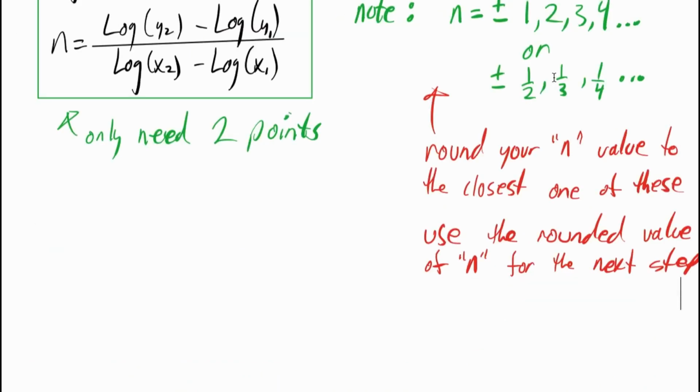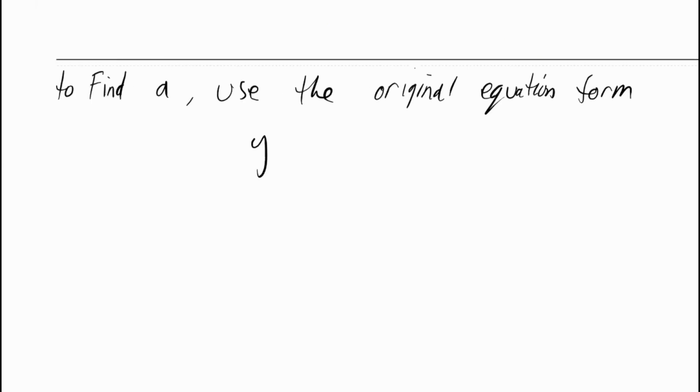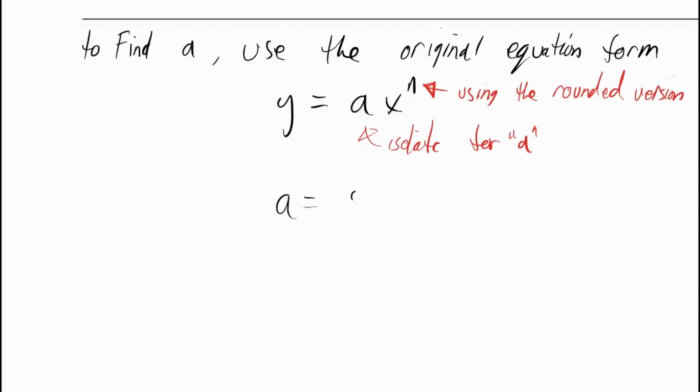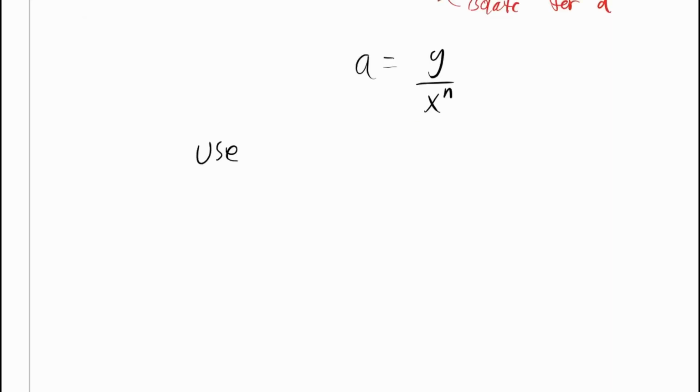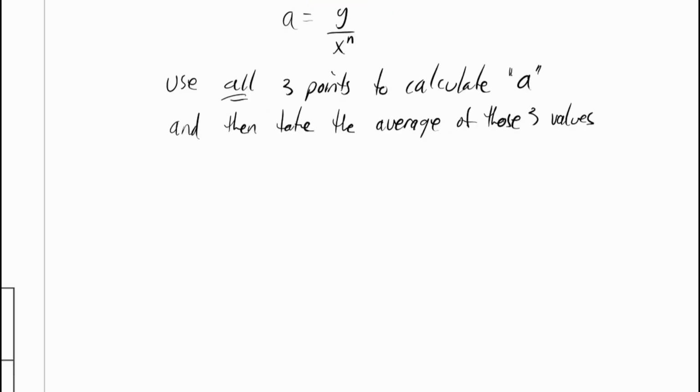So now that you have your value for n, we then go back to the original equation. This means to find a, use the original equation form, y equals ax to the n, but this time using the rounded version of your n value that we just found. So then you're going to isolate for your a value. So we're going to get a equals y over x to the n, whatever that n value was. And we're going to use all 3 points to calculate a, and then take the average of those 3 values.